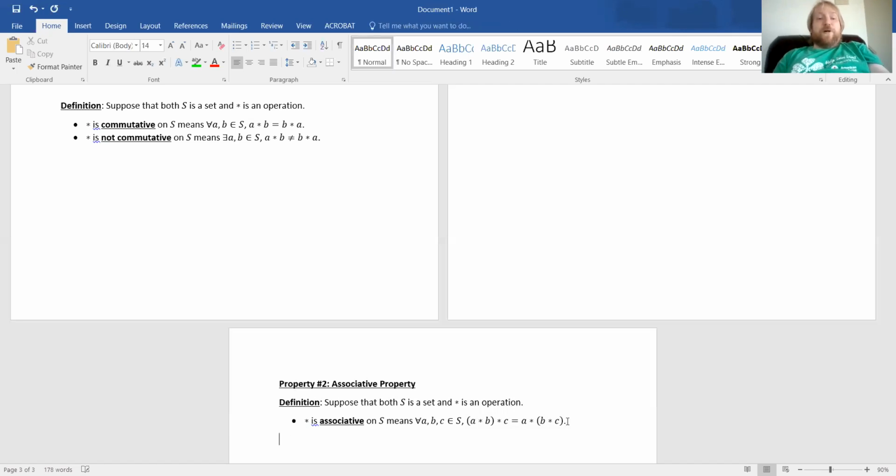Now, let's go back and look at our four familiar operations: addition, subtraction, multiplication, and division, and think about which two of these operations are associative on the set of real numbers. Pause the video for a second and think about it. Just like commutative, addition and multiplication are the two associative operations.